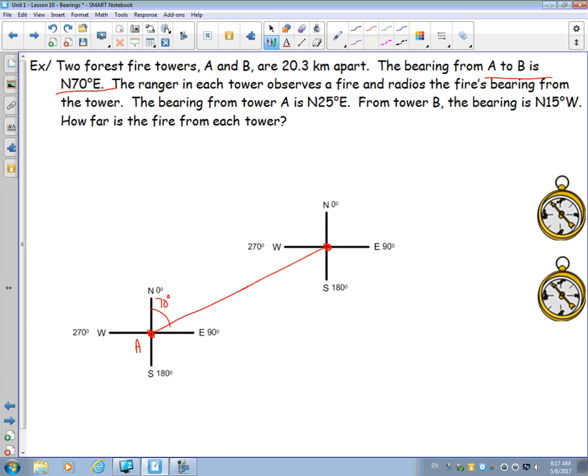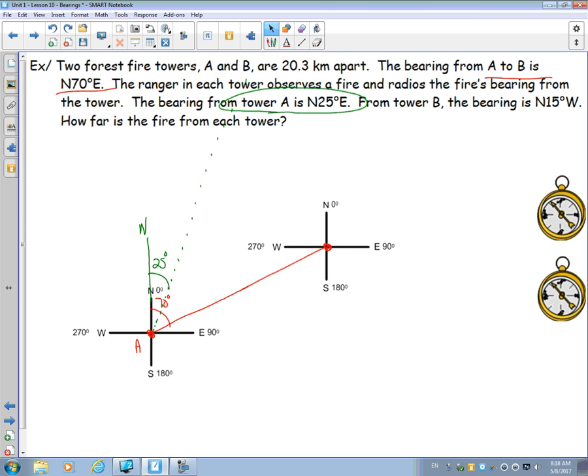Okay. From the towers, we're going to spot the fire. Okay, so from tower A, north 25 east. So north 25 east would be somewhere along that line, where the angle between them is 25 degrees north and then towards the east.